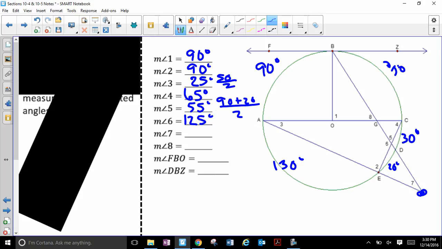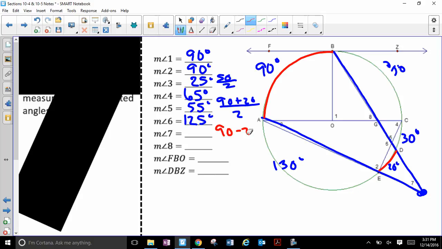Notice the vertex is outside of the circle for angle 7. So you need to find its two arcs and divide by 2. So if I follow this along, angle 7 side goes there and there. So then the two arcs that we care about are AB and DE. When the vertex is outside of the circle, what are we supposed to do with the two arcs? You're supposed to subtract them. Big arc minus the smaller arc. So 90 minus 20 divided by 2. So 90 minus 20 is 70, divided by 2 is 35 degrees.